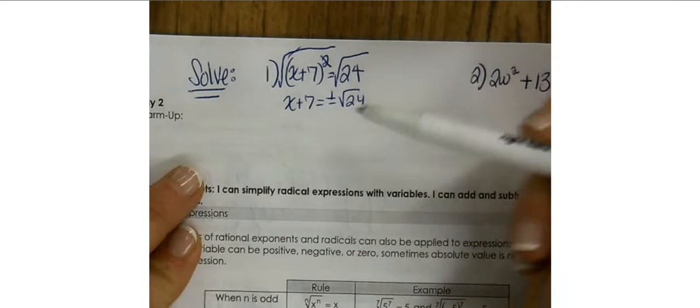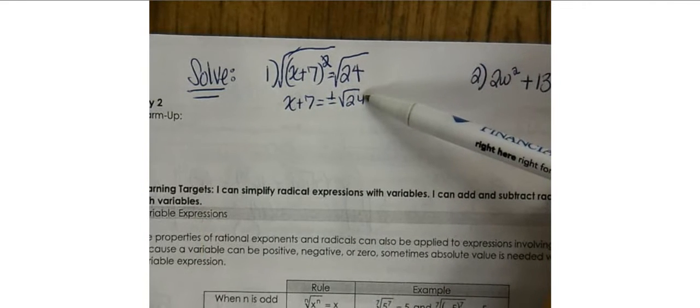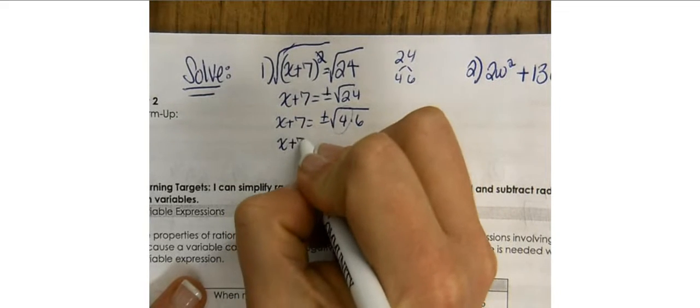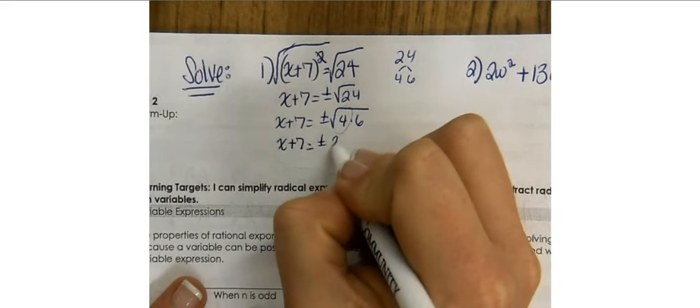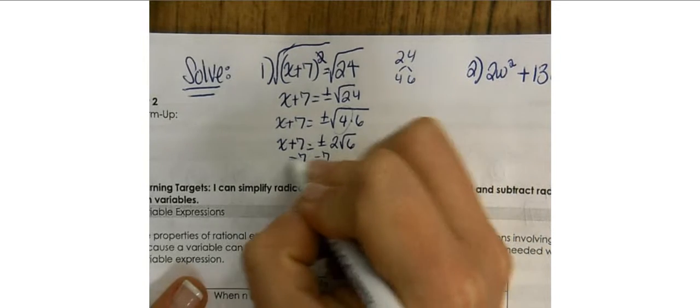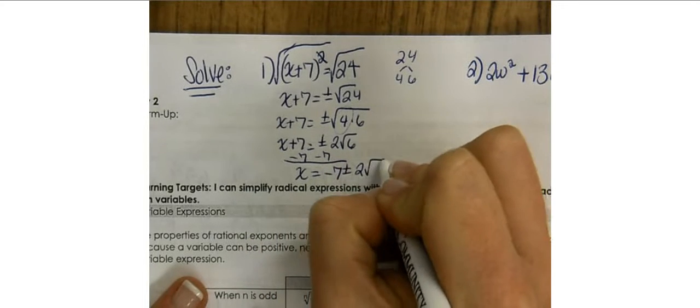So looking at the square root of 24, we need to think to ourselves, what is a perfect square number that can go into 24 evenly? And whenever I think of 24, I always think of 4 and 6. So this is x plus 7 is equal to plus or minus the square root of 4 times 6. The square root of 4 is 2, so this is x plus 7 is equal to plus or minus 2 square roots of 6. Now I'm going to subtract 7 on both sides, and I have my answer of x is equal to negative 7 plus or minus 2 square roots of 6.